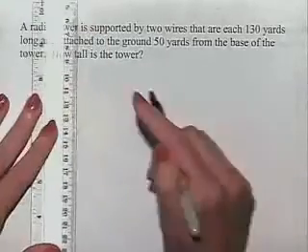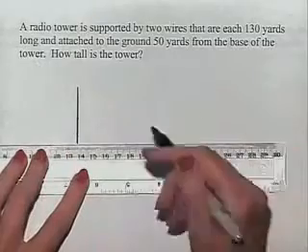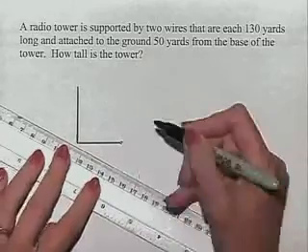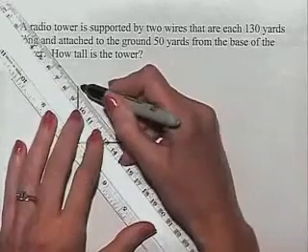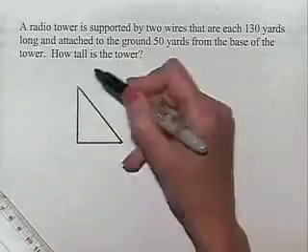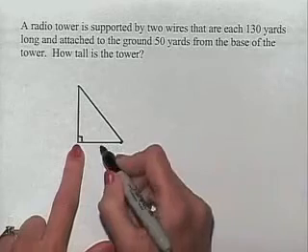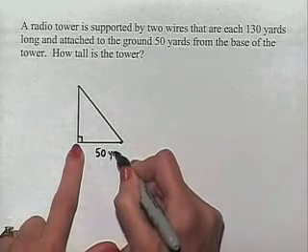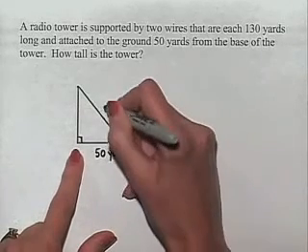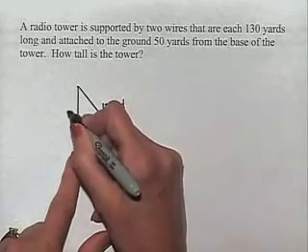So let's just go ahead and start with the tower. I'm just going to have it going straight up and down. We're going to have two wires that are 130 yards long. So let's just look at one of them. We're going to have it tethered over here, and here's the top of this radio tower. Actually, I guess we're having it at the very top of it. And we're going to have a right angle. So we're going to have 50 yards from the base of the tower. That's where the wire is going to be attached. And then we're going to have the wire itself being 130 yards long. And we're trying to find the height of the radio tower, which I'm going to label with an x.